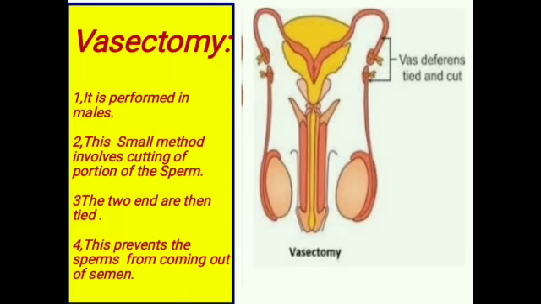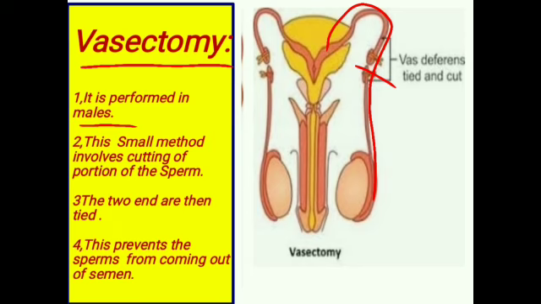Vasectomy. This method is performed in males. In this method, a small portion of the sperm duct is cut into two halves, and each half is tied with a thread or in some other way to prevent the sperms from coming out with the semen.